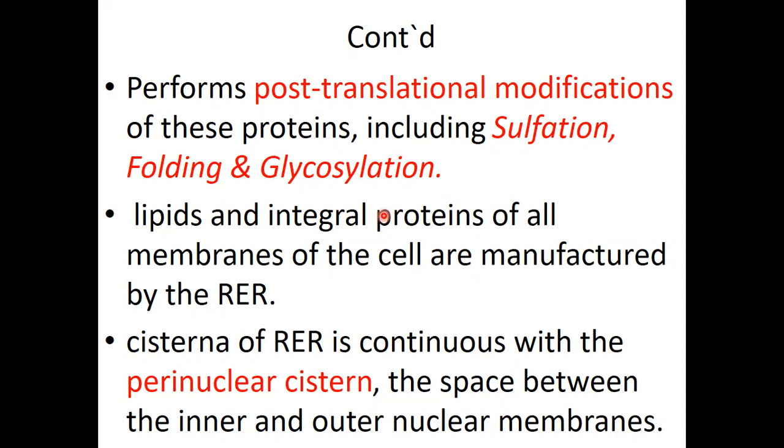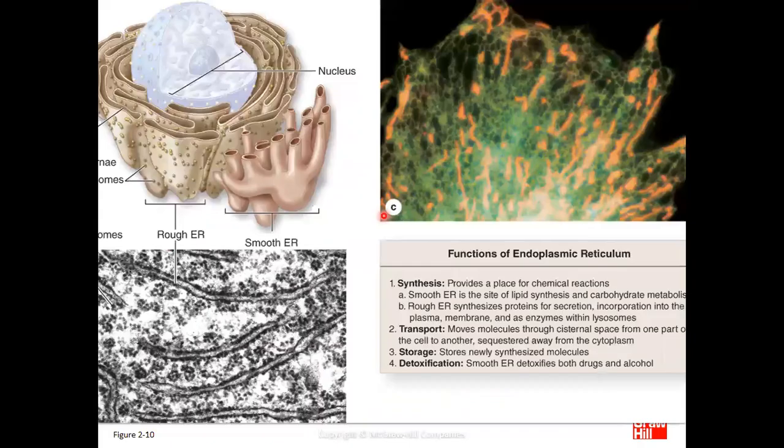Now, we said the space between the two membranes of the nucleus is the perinuclear space. What about the space between the nucleus and the rough endoplasmic reticulum? We call that the perinuclear cisterna. You see that this is a nucleus. There's a small space there in between the nucleus and the rough endoplasmic reticulum. This is called the perinuclear cisterna.